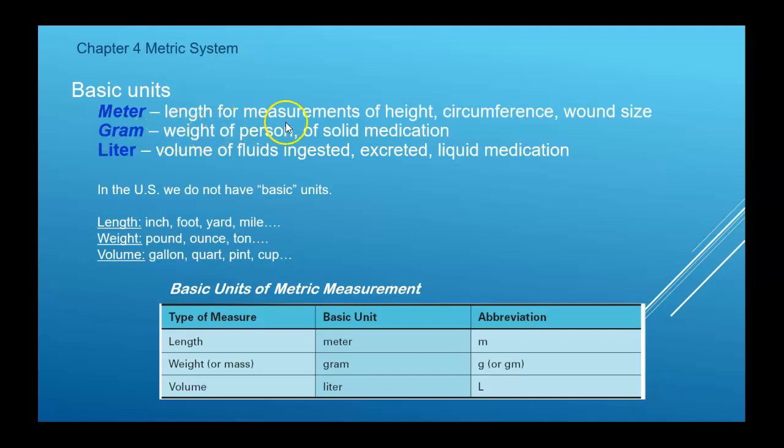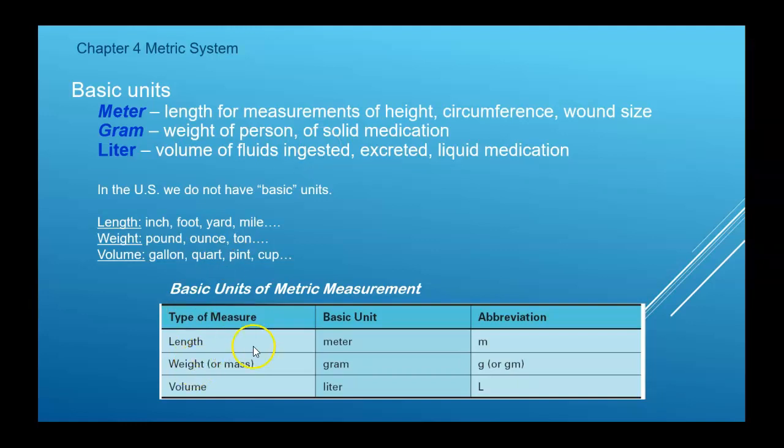The gram is your weight measure. Here in the U.S., we use pounds, ounces, tons. In the metric system, it's all based on variations of the gram. And with volume, we have many different volume measurements when we measure liquids. In the metric system, it's all based on powers of 10 of the liter.